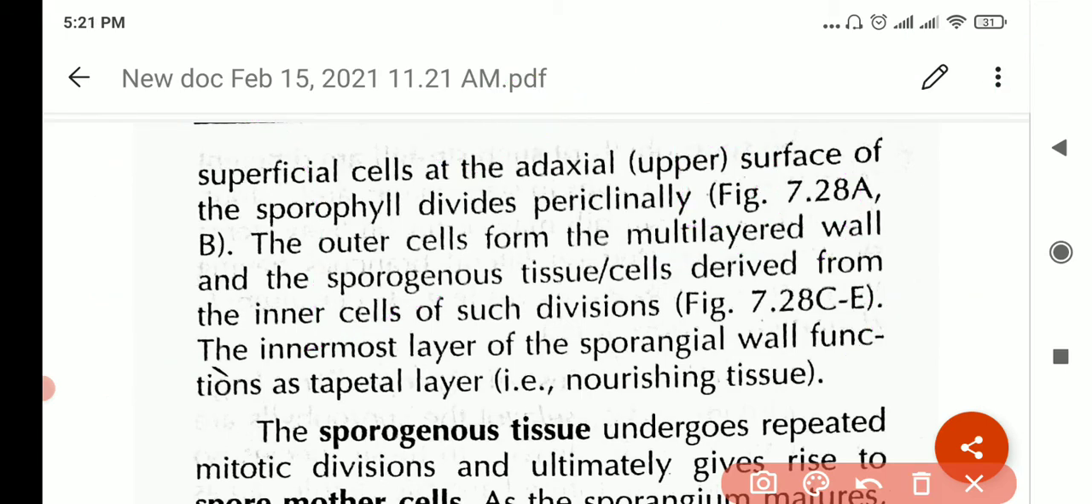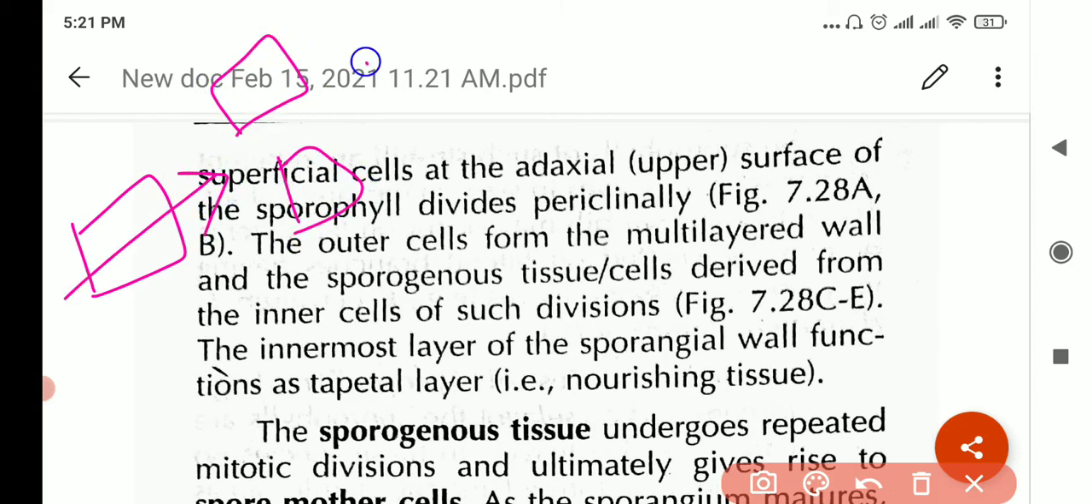So till here, I hope it's clear. One cell, this sporangial initial, divides periclinally this way. We had two. This one will form the outer layers and this one will form the inner layers of sporogenous tissue. Very easy. It's not that tough.